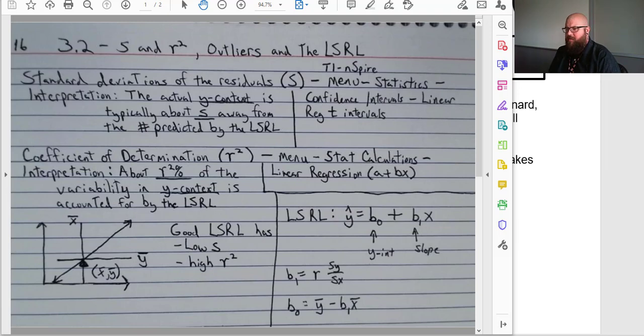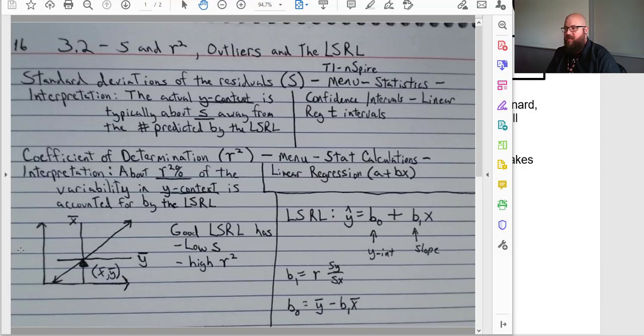Down here at the bottom, where we have our graph and whatnot, our good least squares regression line has a low standard deviation of residuals and a high coefficient of determination, r squared. So let's think about that before we talk about those a little bit. For the standard deviation of residuals, you have the interpretation: the actual y context value is typically about your s, the value you get for your standard deviation of residuals, away from the number predicted by the least squares regression line.